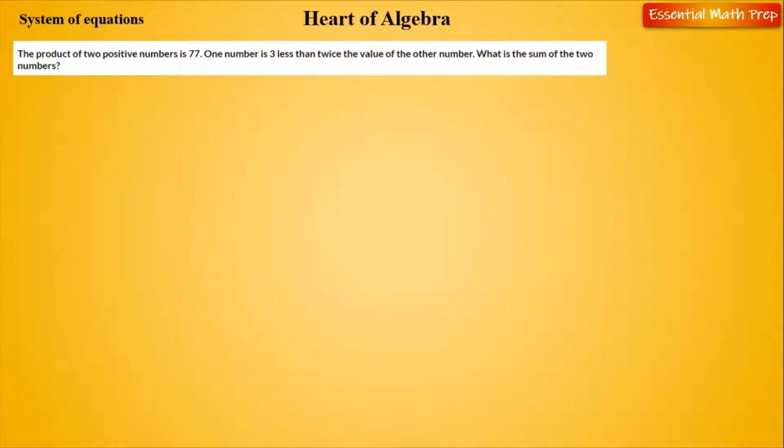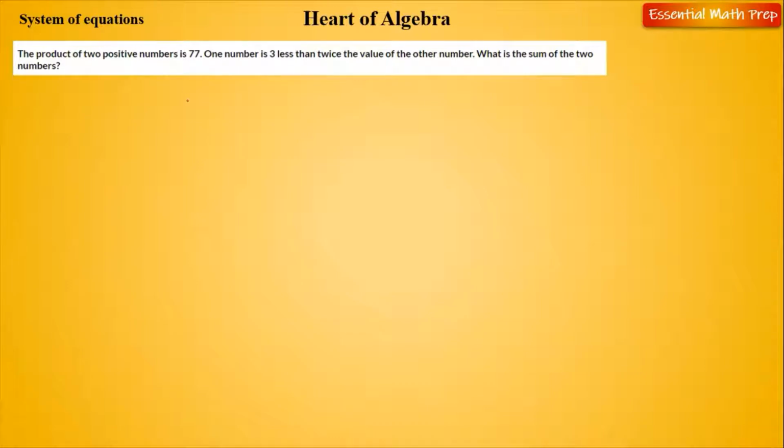The first question says, the product of two positive numbers is 77. It's important to note the two numbers that we're multiplying are positive, okay? One number is 3 less than twice the value of the other number. What is the sum of the two numbers?